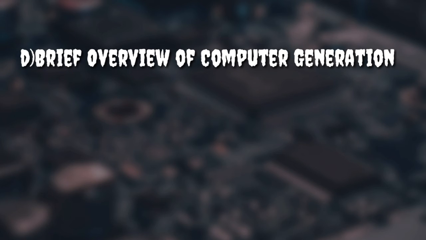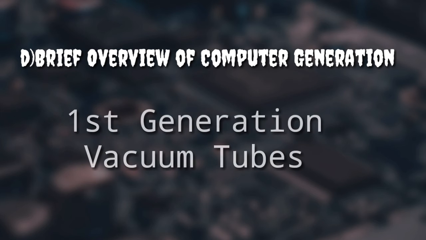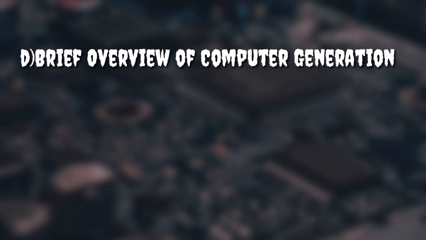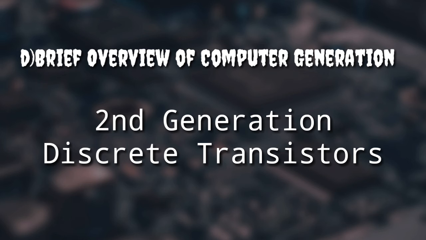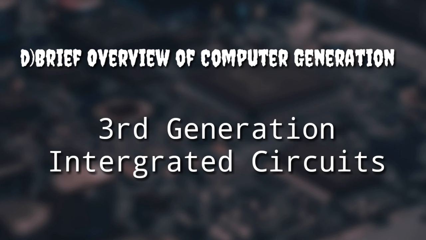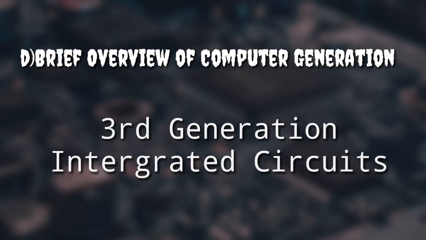So now let's take a brief overview of computer generations. In total, we have 5 generations of computers. Firstly, the first generation of computers, characterized by vacuum tubes, which were large and consumed enormous amounts of energy. Secondly, the second generation of computers, whose main component was the discrete transistor. They were still large, but relatively smaller compared to the first generation. Then we have the third generation of computers, whose main components were integrated circuits. They were smaller and power consumption was also smaller.